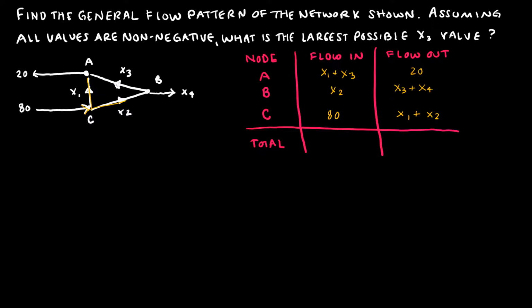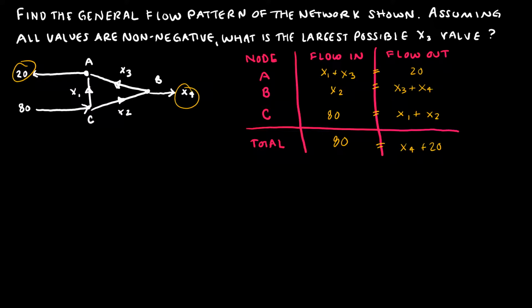So far, so good. And then, of course, I'm going to look at the total for the entire network. So flowing into the network is 80, and flowing out of the network is both 20 and x4. So what I have here is that x1 plus x3 equals 20, x2 equals x3 plus x4, 80 equals x1 plus x2, and 80 equals x4 plus 20.